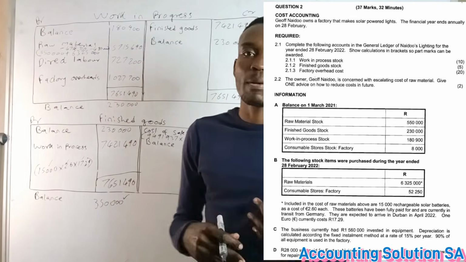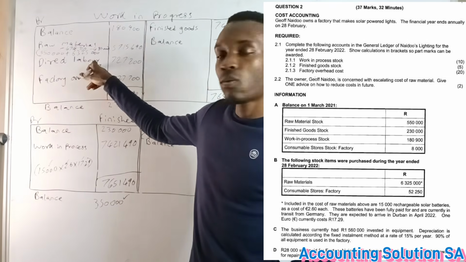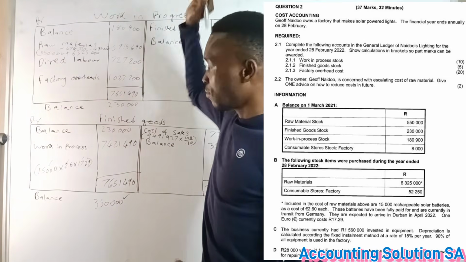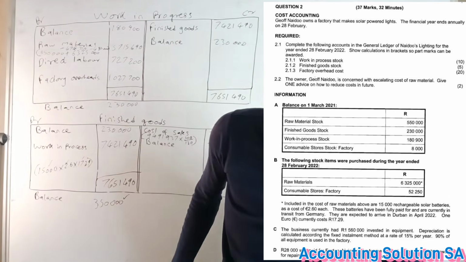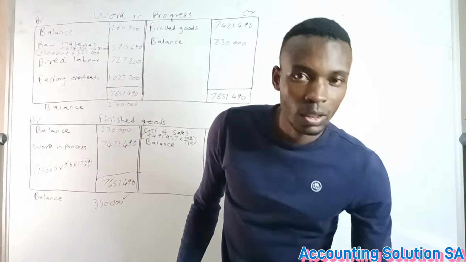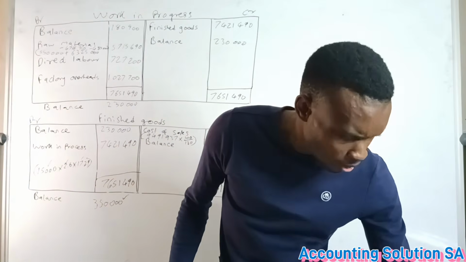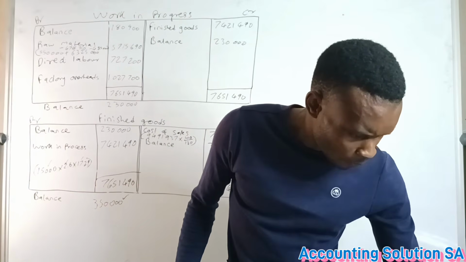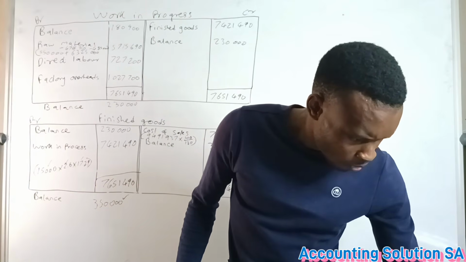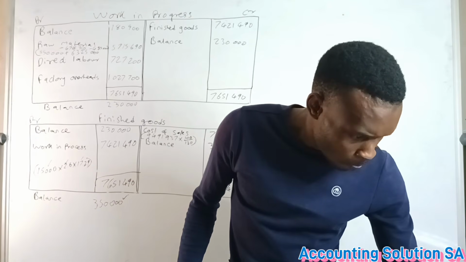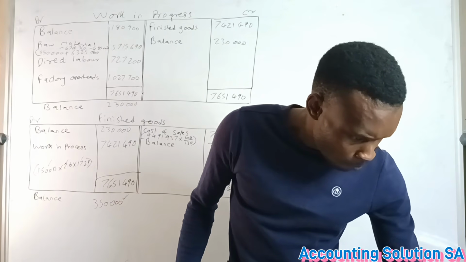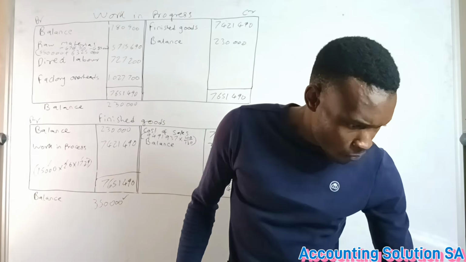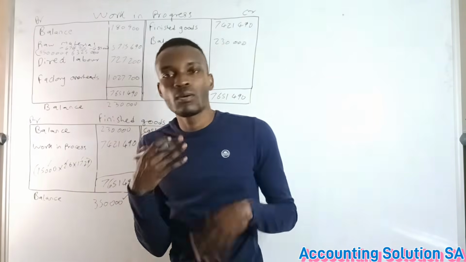But on other question papers, you will find that you have to calculate your direct labor, which means that you will start from the top and go down. All right, so I hope you have learned something, guys. Let me check if we have any other required on this question paper. Okay, that was the only required, guys.